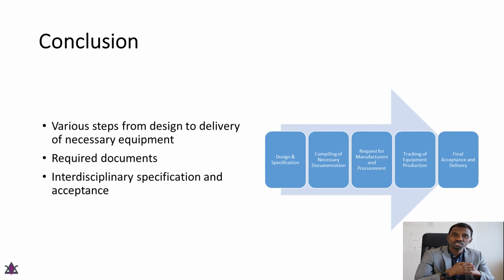So we are talking about design, compiling of documents, requesting for manufacturers or vendors. They are going to track the equipment manufacture through inspection. Then it's going to be finally accepted, and upon acceptance, delivery is going to be scheduled. And we also said that there are various engineering fields that are going to work together because various engineering units are connected in terms of the equipment.